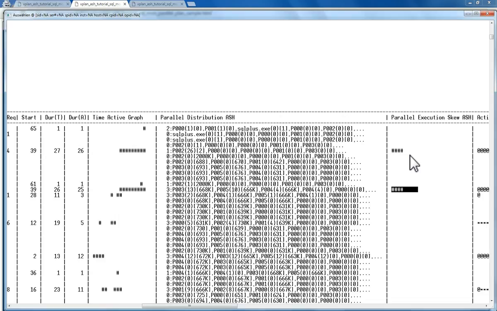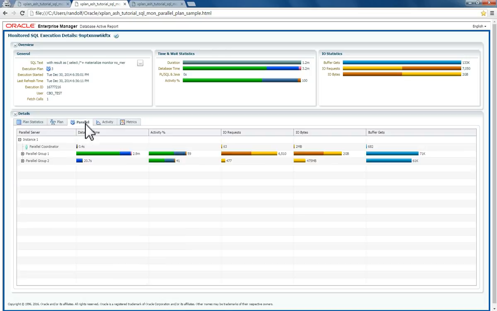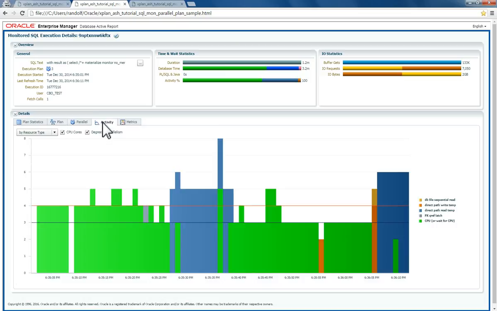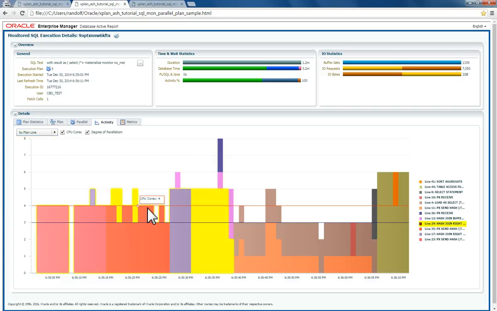All right, what else do I have? I think I already talked about this. You can get a little bit similar information from this activity graph in version 12 of real-time SQL monitoring, if you use this by plan line option. This drop-down box is not available in 11.2 and the previous versions of the real-time SQL monitoring report.